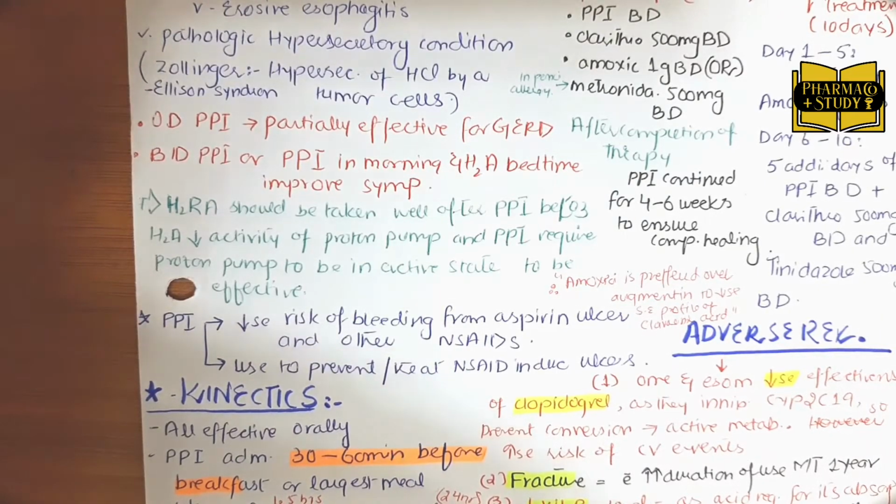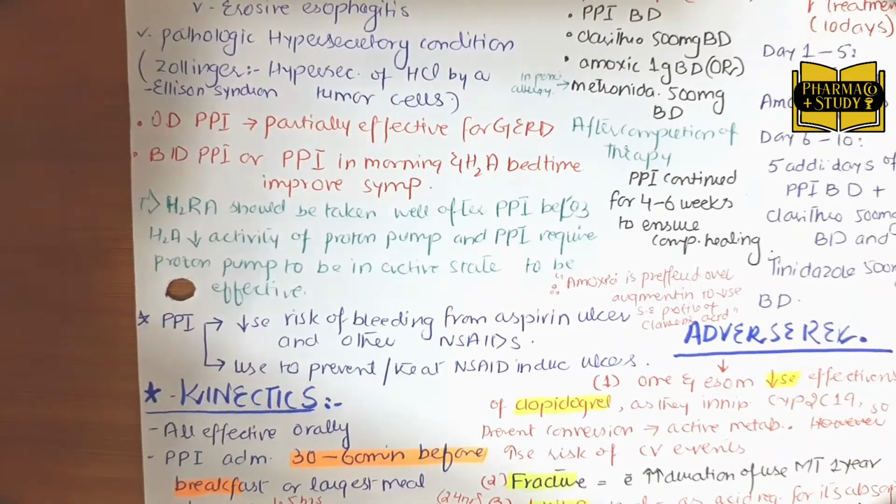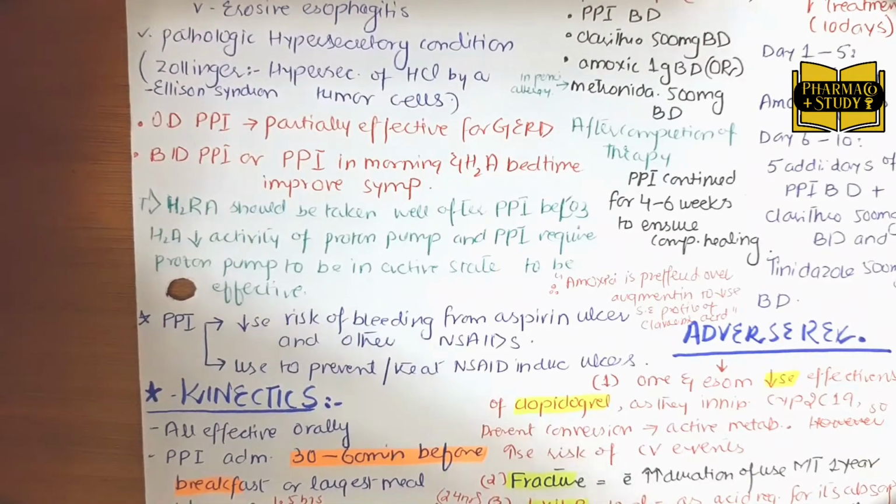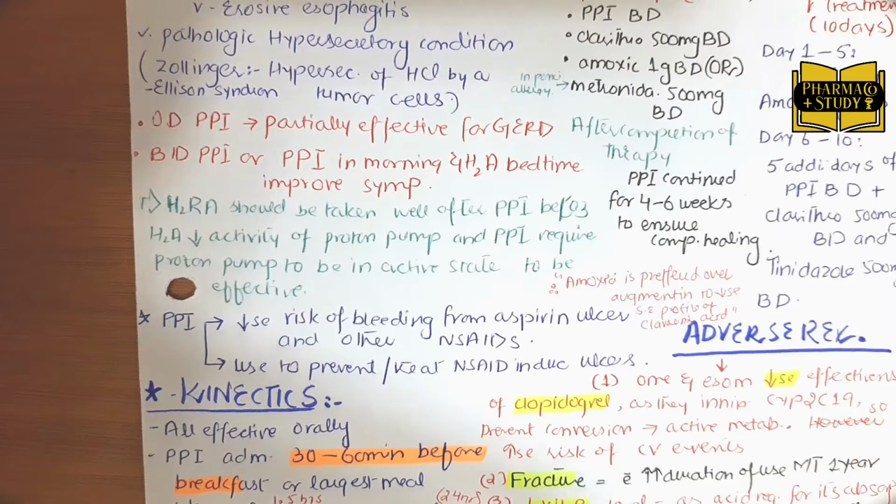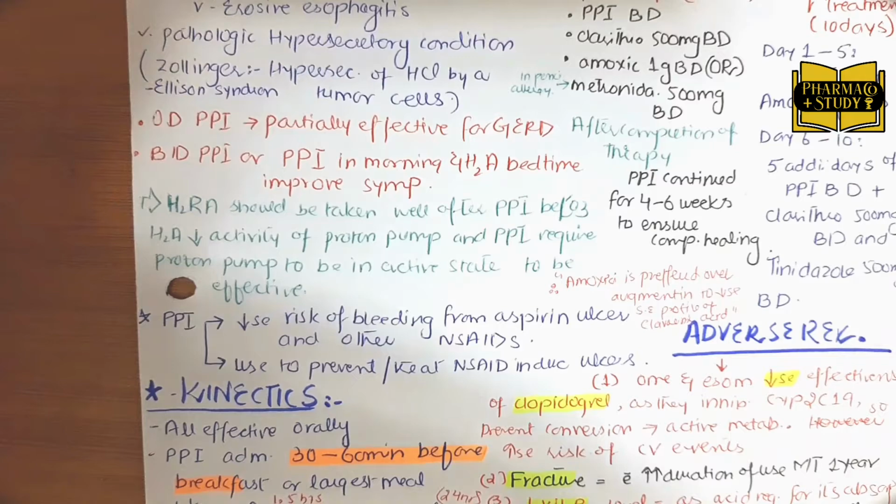And when you take proton pump inhibitors, for example omeprazole, in the night time, the pump will not be in the active state, and it requires the pump to be in the active state to act properly. So when you have already taken H2 receptor antagonist and it has already decreased the activity of the proton pump, the efficacy of the proton pump inhibitor or the omeprazole will decrease. So that's why proton pump inhibitors are taken in the morning, and H2 receptor antagonists are taken at the bedtime.